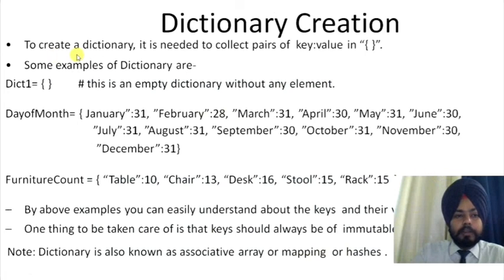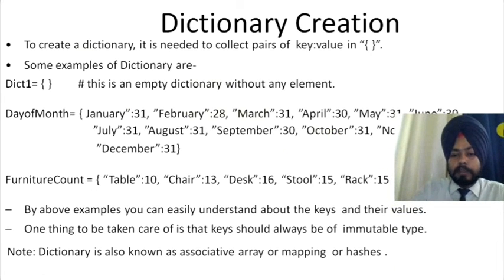Dictionary creation. To create a dictionary, it is needed to collect pairs of keys and values. Some examples of dictionaries are here again. By the above examples, you can easily understand about the keys and their values. One thing to be taken care of is that a key should always be of immutable type. A dictionary is also known as an associative array, mapping or hashes.